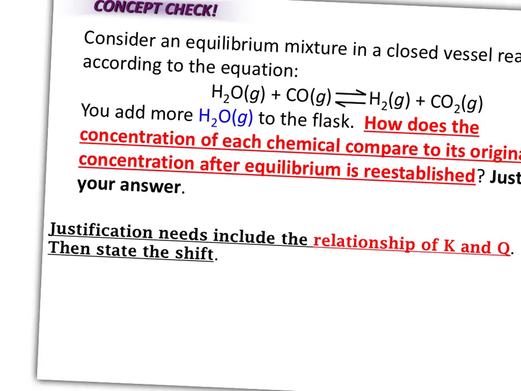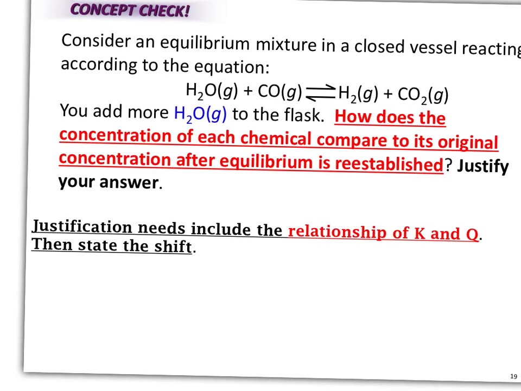But here's the key part that the AP people are going to want to see. Justification needs to include the relationship of K and Q and then state the shift. And this is what I really focused on when we talked about Le Chatelier. Yes, you can say it shifts left because of this and it shifts right because of this. But they want to see, do you understand equilibrium in itself, which is a relationship to Q? Because we know Q stands for what? Quotient. Things are just getting nuts in there. Okay, we're making equilibrium be thrown off. If I hand you a bat and say spin around 10 times on your head, you're going to have your equilibrium knocked off. So that's how they want to see your relationship to this.